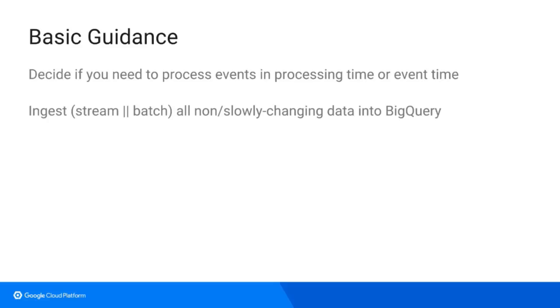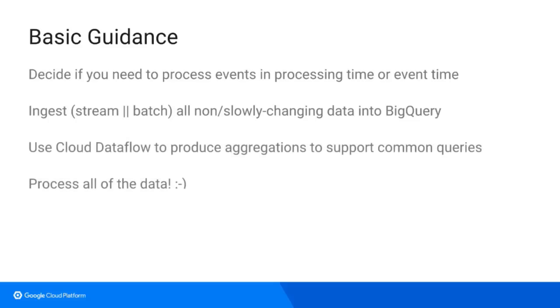Event time processing is more resource intensive to use, so use it wisely. I strongly suggest that you use Google Cloud Dataflow to produce aggregations that are going to be commonly used for queries in another system, say like BigQuery. This will ultimately reduce the time and resource costs related to those queries. Here is some general guidance for Dataflow as you get started.